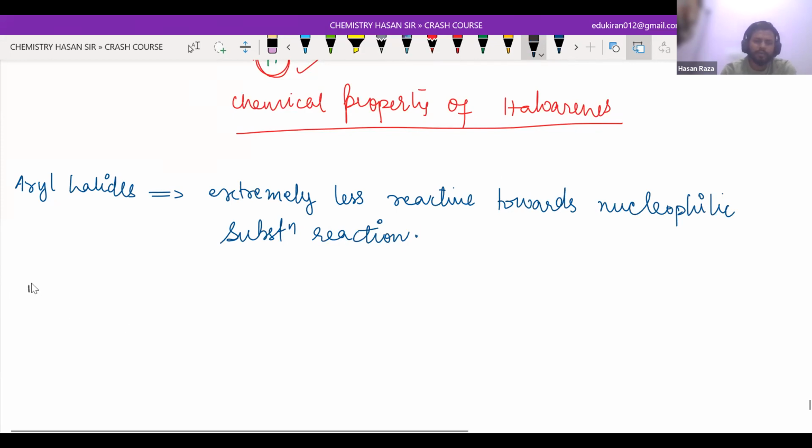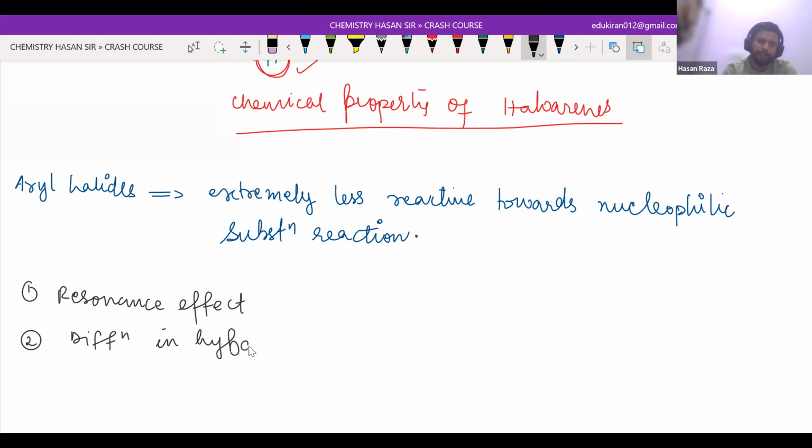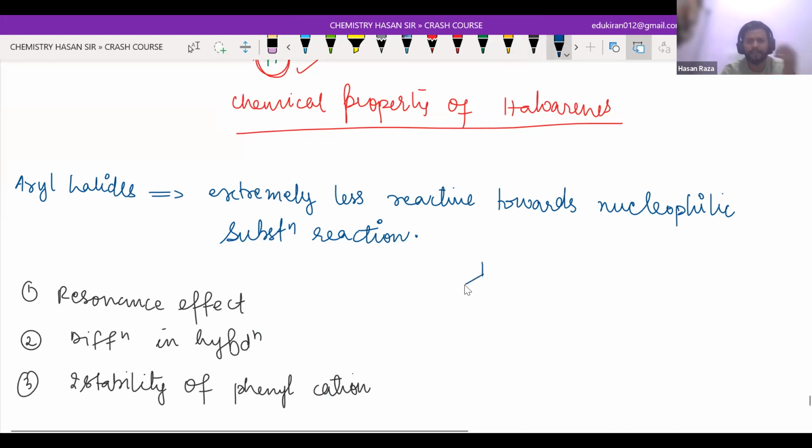So the first reason is the resonance effect. The second reason is the difference in hybridization. And the third reason is the instability of the phenyl cation. What I want to say is that, see, there is a chlorobenzene and there is a chloroalkane or chloromethane. Let me make it clear.